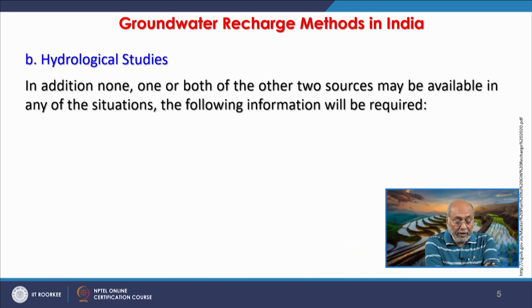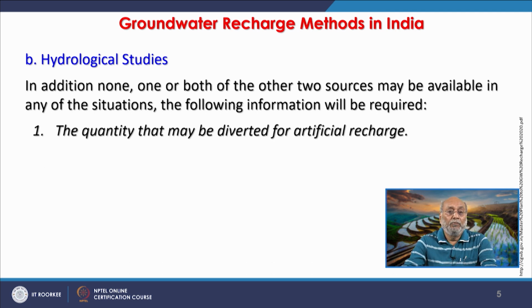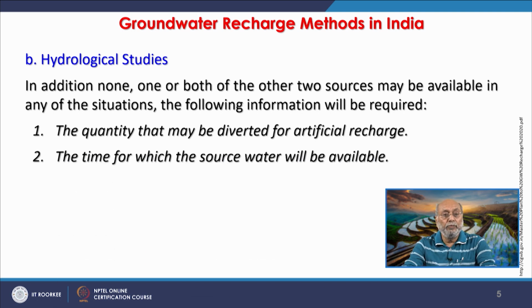Further, in hydrological conditions or studies, we need to have one or more, or other two sources may be available in any of the situations, and which will require the following information. What are they? The quantity that may be diverted by artificial recharge. So, if a small stream is there, how much water can be diverted? The entire water you cannot divert, because in the downstream many people might be using it. One should be concerned about aquatic life in any river system or any water body system. So, that concern should also be addressed.